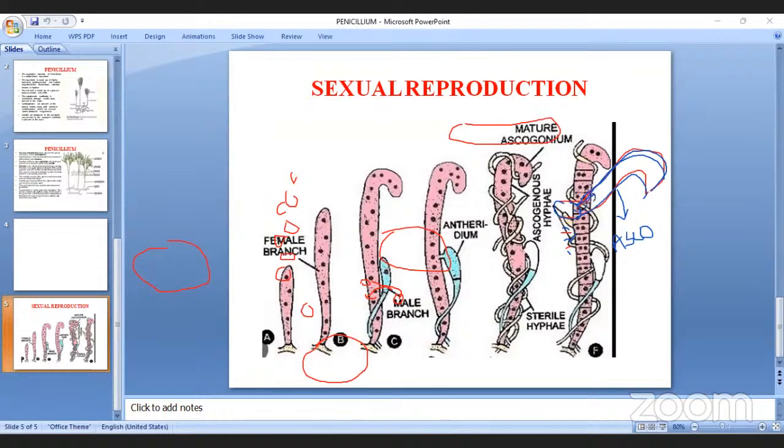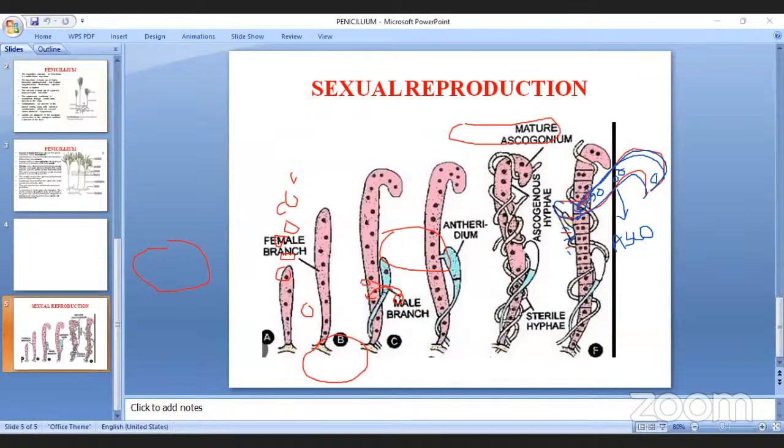Later, this undergoes mitotic division. After mitotic division, these two nuclei become four. Right, four nuclei formed. So anyway, the four nuclei developed in the ascogenous filament: 1, 2, 3, 4.